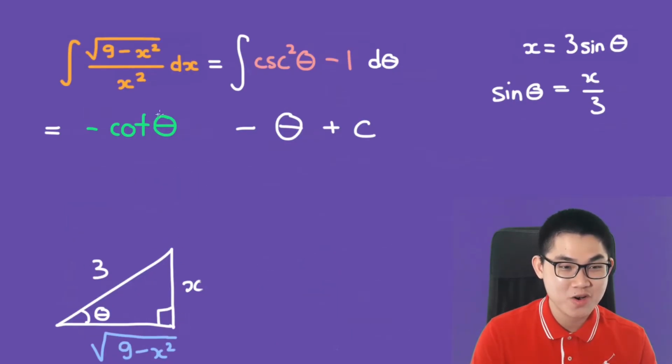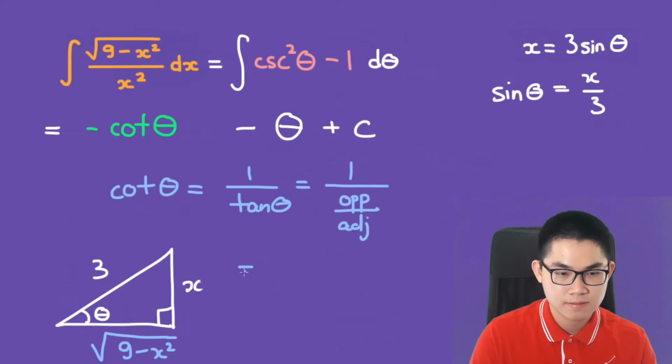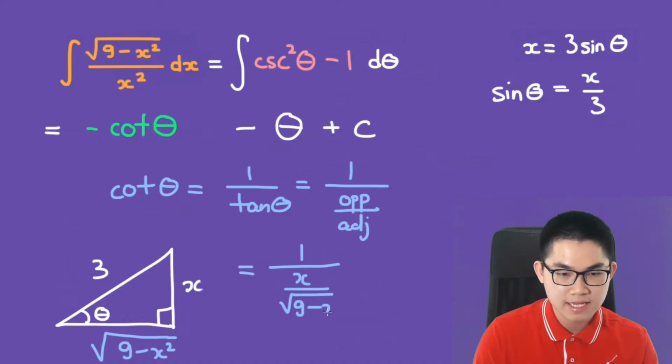Using this triangle, we can find the cotangent. So cotangent is equal to 1 over tan. And from the SOHCAHTOA, tan is opposite over adjacent. So opposite is x, the adjacent is the square root of 9 minus x squared. So this would be the square root of 9 minus x squared over x.